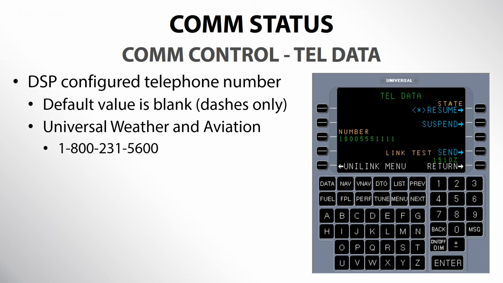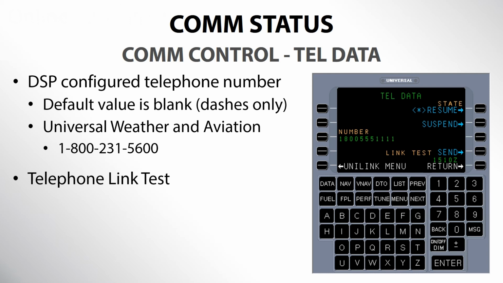1-800-231-5600. When the suspend option is selected, telephone communication is suspended and no data link messages can be sent or received via telephone. When resume is selected, the telephone can be used for sending and receiving messages. The suspend option is automatically selected if there have been excessive unsuccessful attempts at sending messages via telephone to the ground. Any manual selection will override any automatically set condition.